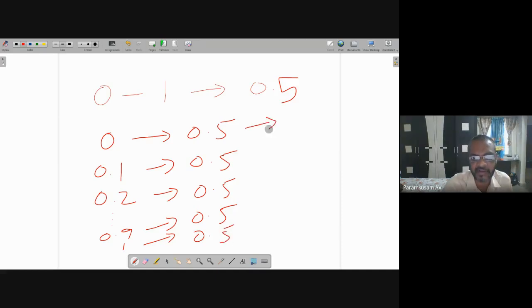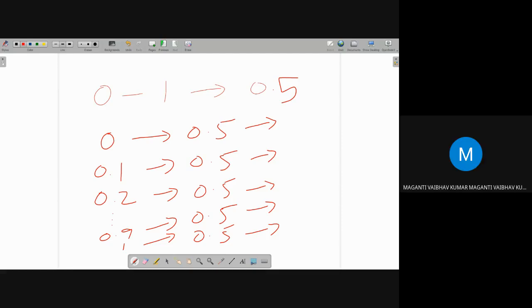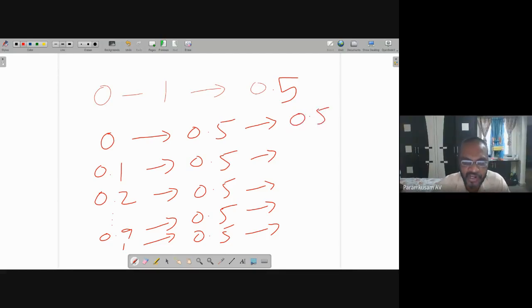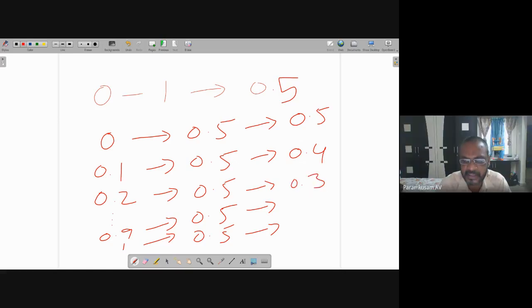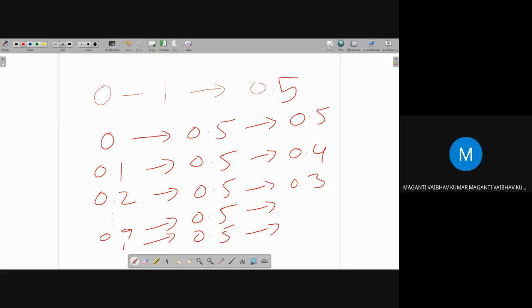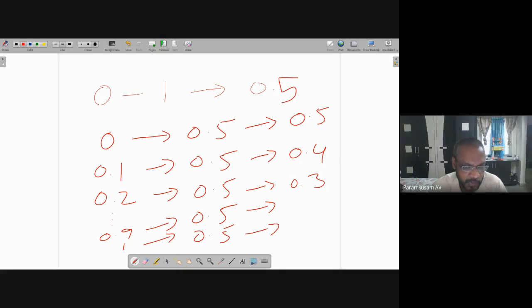In each case, can anybody tell me what is the error in that approximation? If 0 is approximated by 0.5 volts, what is the error? 0.5. If 0.1 volts is approximated by 0.5 volts, what is the error? 0.4. Here, 0.3. So like that, it is decreasing. Then in which case will you get 0 error? When the sample value is 0.5 and it is approximated by 0.5 volts, in that case you will get 0 volts error.